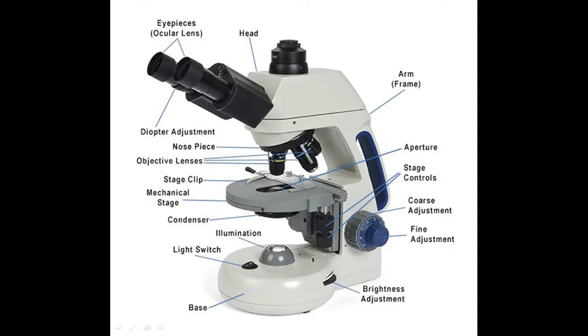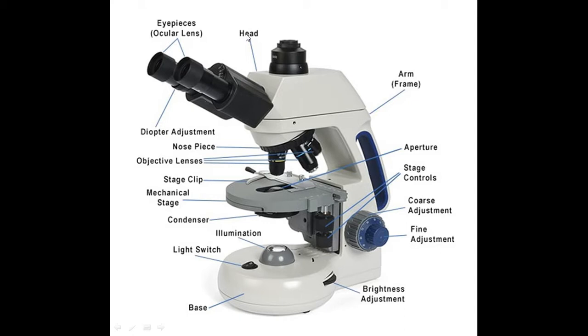A compound microscope, because it uses two different lensing systems. So let's look at the parts of the microscope. As seen here, the first part of the microscope is the ocular lens or the eyepiece lens.